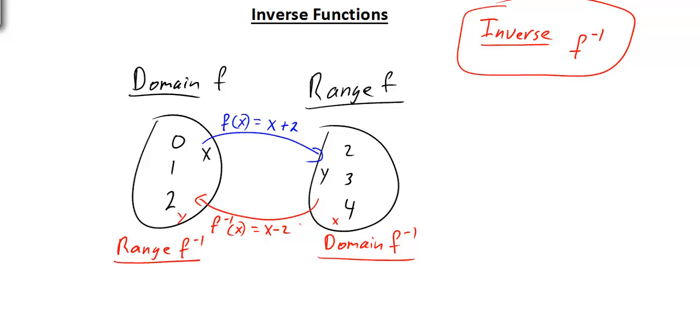I think that's kind of obvious in this particular example, and we'll look at later how we can find this inverse function. But if our function is x plus 2, it would make sense that if we want to go back, we would have to do the opposite and subtract 2.